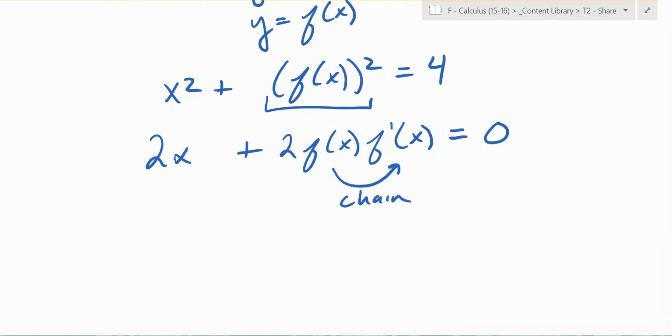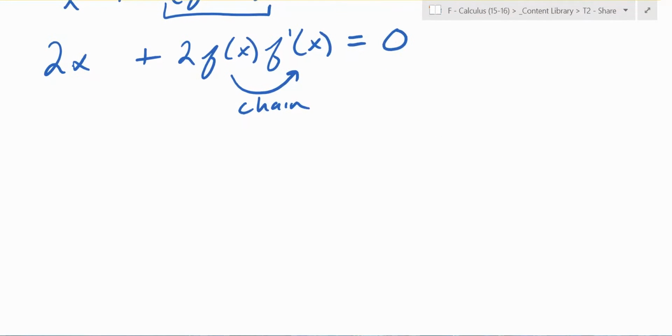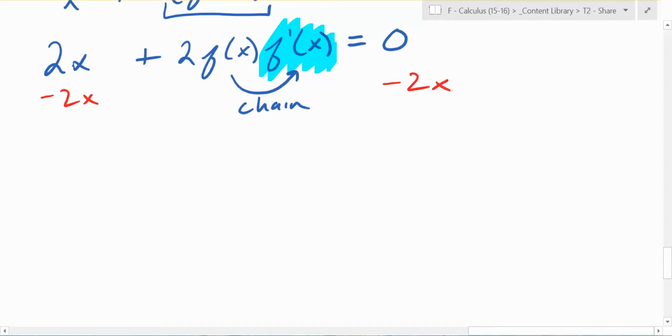So now, what do we want to isolate in here? What are we trying to isolate? What are we looking to find? What did we find before? F prime of x. So how do we do that? We subtract 2x. Can we subtract 2x? Is that okay? Are we okay so far? Why don't we take the second derivative?